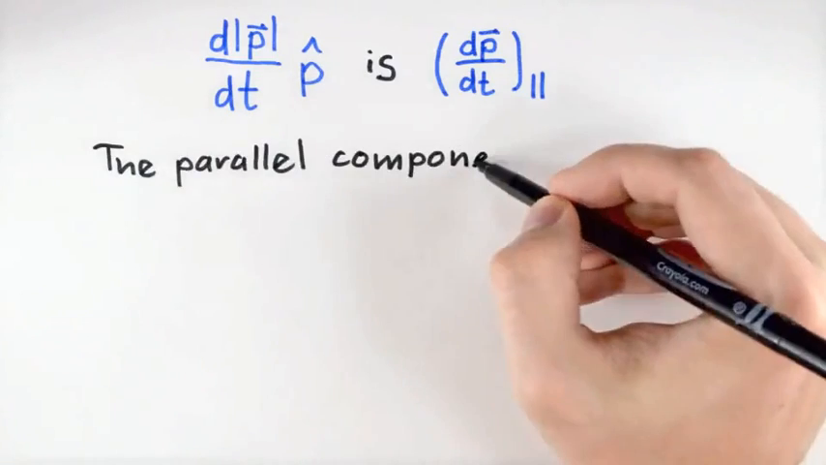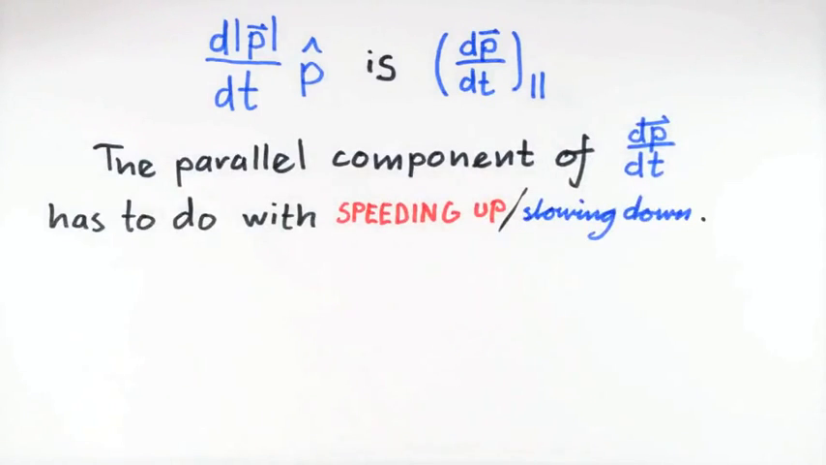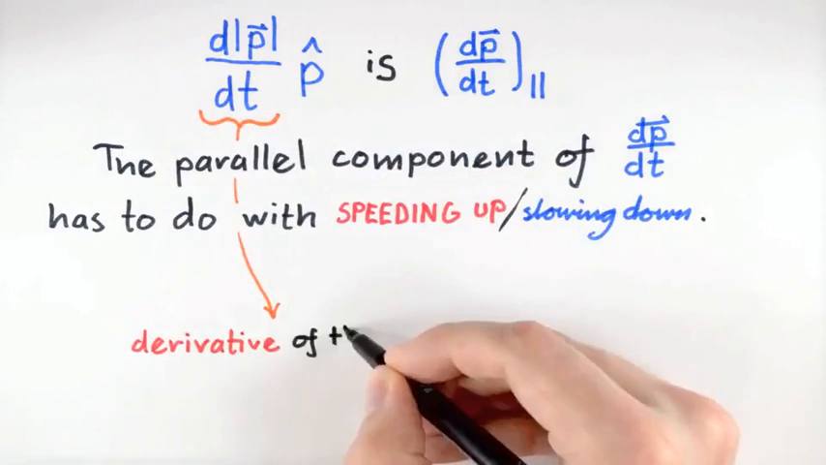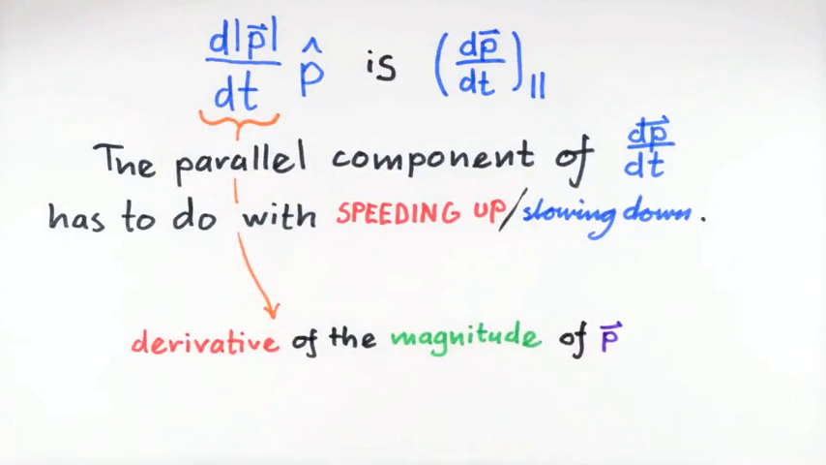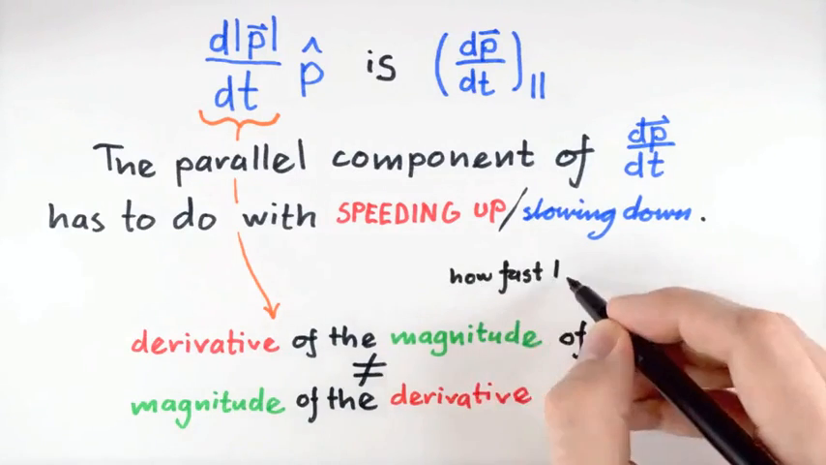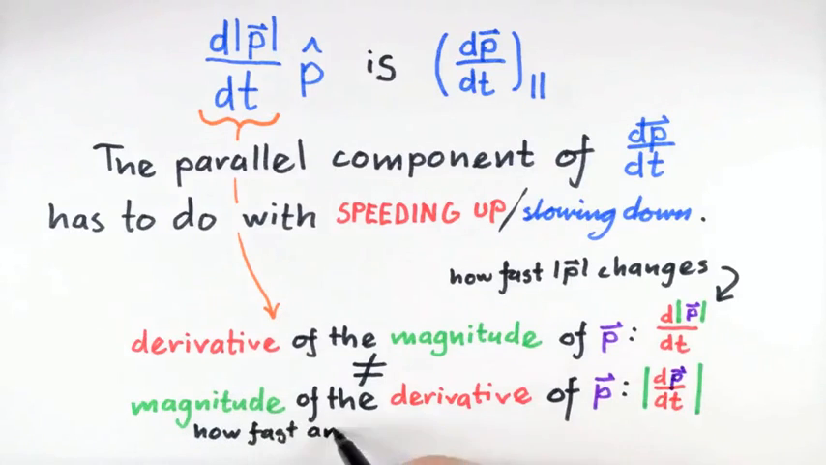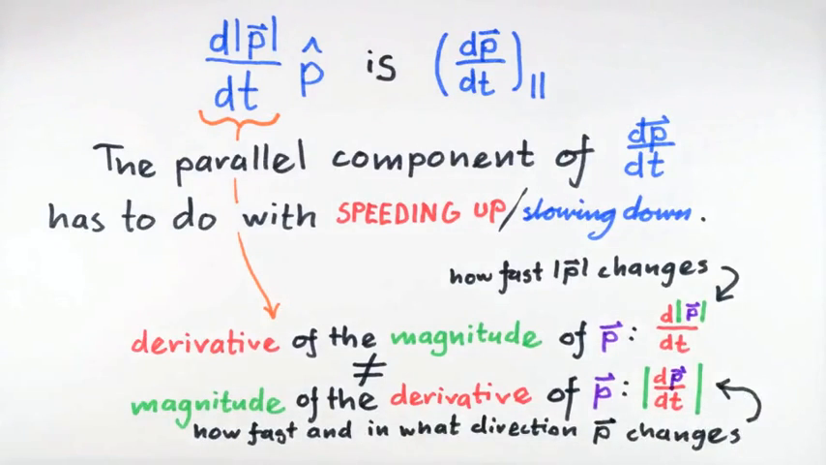Now, we discussed earlier that motion changes along this parallel direction are associated with speeding up and slowing down. To see how that shows up here, we will need to calculate the derivative of the magnitude of the momentum with respect to time. We have to be careful with our language here. The derivative of the magnitude of the momentum is not the same as the magnitude of the derivative of the momentum. The former is only related to how quickly the magnitude of the momentum is changing, while the latter is related to how quickly the momentum is changing, including any change in direction.